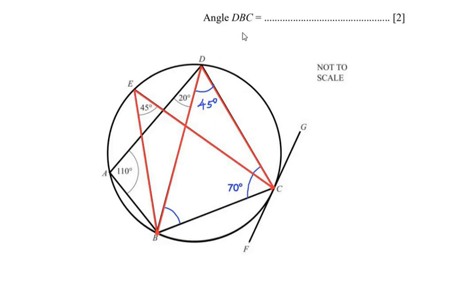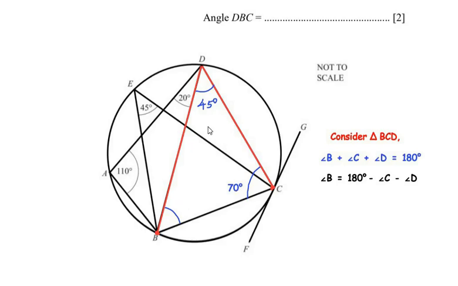But in this question we are supposed to find out angle DBC. For that, let us consider the triangle DBC. Consider the triangle BCD, and using the angle sum property of triangles, we have written angle B plus angle C plus angle D is equal to 180 degrees. Since we need to find angle B, we are going to take angle C and angle D on the other side of the equal to sign. This gives us angle B is equal to 180 degrees minus angle C minus angle D.